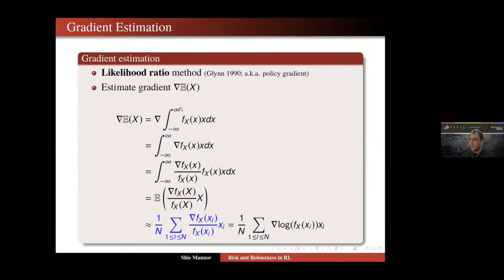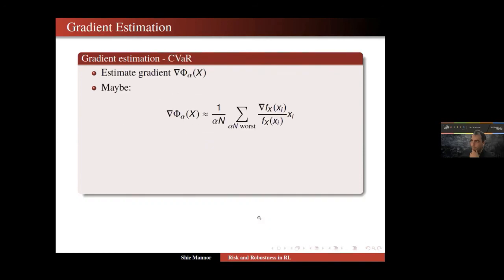So this is really elementary manipulations. You need to be a little bit careful, but all in all, this is simple algebra, and what you get is that you can estimate the gradient fairly efficiently as the sum of the log of the likelihood of your sample. Okay. So this is for expectation.